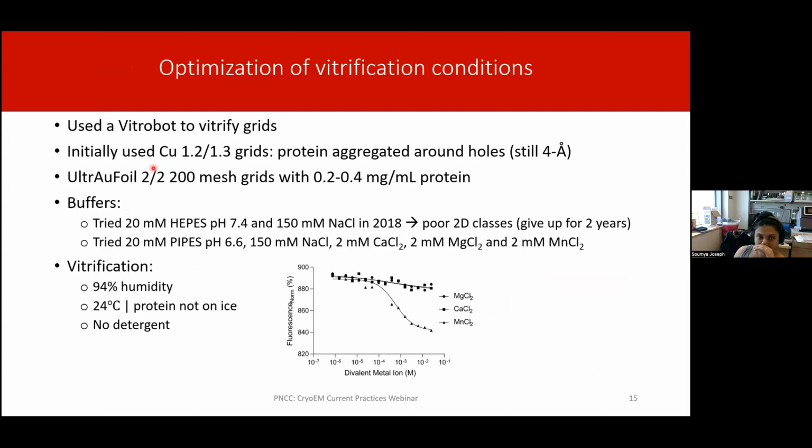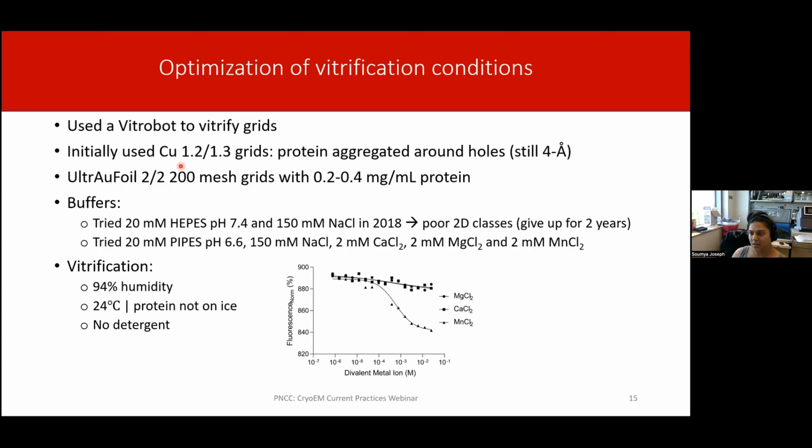So then we went ahead and optimized some vitrification conditions. We used a Vitrobot to vitrify grids. I will say initially we used copper 1213 grids, and the protein aggregated around the periphery of the hole, but we still managed to get a 4 angstrom structure. Then we switched to UltrAuFoil grids. This was in the middle of the pandemic, and there was a shortage of pretty much everything. So I told the company, just give me whatever you have. It doesn't really matter right now. And so they had UltrAuFoil 200 mesh grids.